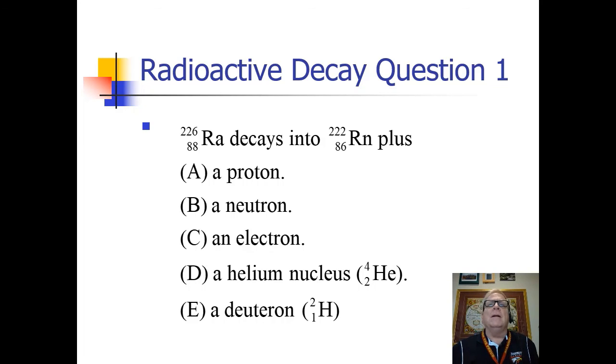Well, this is clearly an alpha decay because you have lost an atomic mass number of 4, and that will be provided by the helium nucleus. So the helium nucleus is the other thing that should be listed in the products.